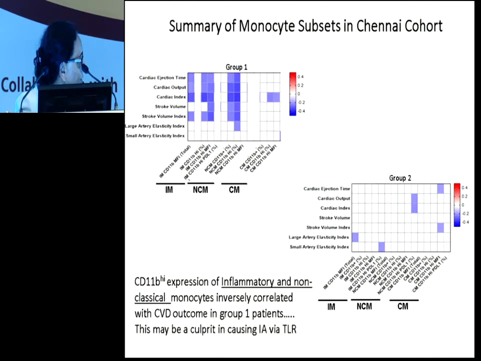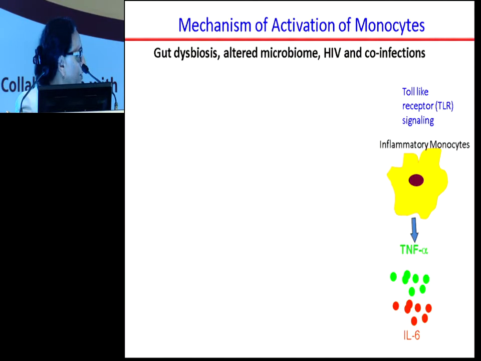And so CD11B expression of inflammatory and non-classical monocytes was inversely correlated with cardiovascular disease. Meaning the cardiovascular disease was much worse in the presence of cells that expressed the CD11B high monocytes. And you can see that it's mainly in group 1, with just a little bit of that effect still persisting in group 2 when you compare it to healthy controls.